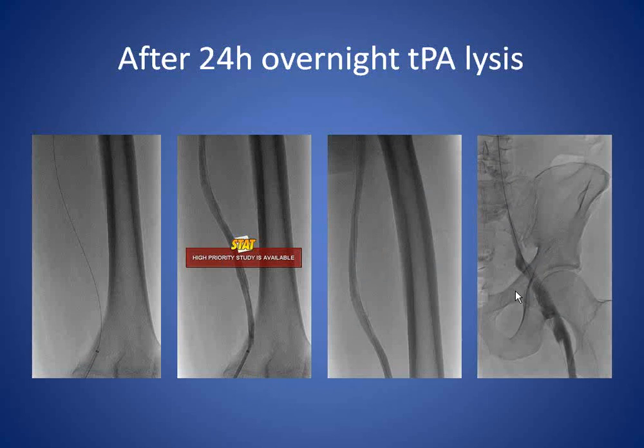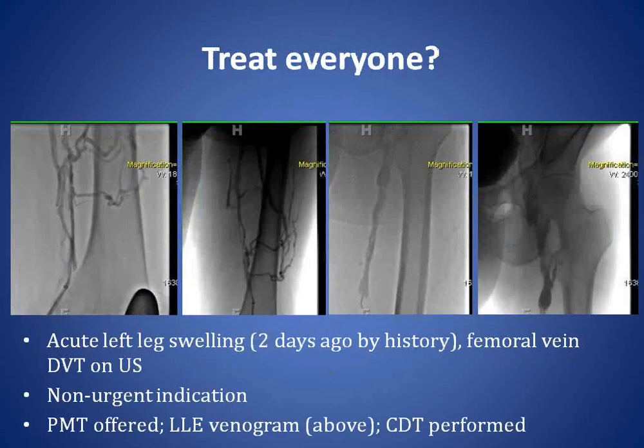So this was one night of TPA. I didn't have to do any thrombectomy. I didn't have to do a balloon angioplasty or a stent. So this guy's clot-free, and now you put an Ace wrap on him, a compression stocking, send him out the door on Coumadin, and he's clot-free.